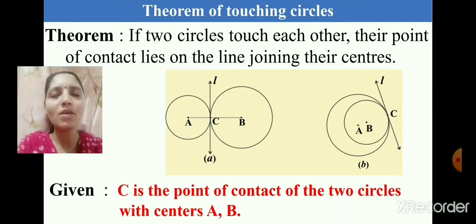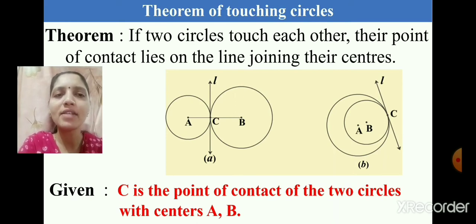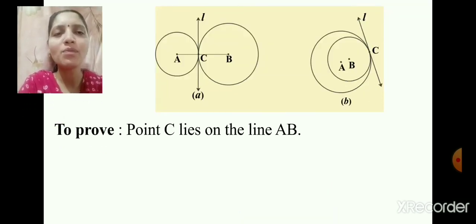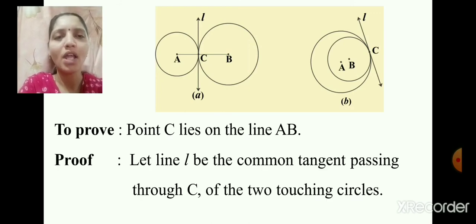Now let's see what is given to us. C is the point of contact of the two circles with centers A and B. Then what we have to prove is that point C lies on the line AB. That means we have to show that points A, C and B are collinear. Now let's start with the proof.